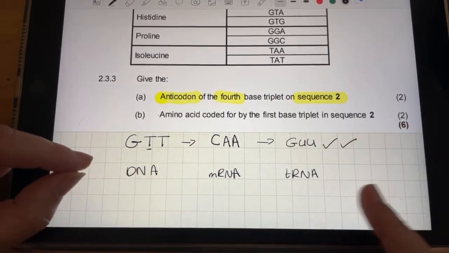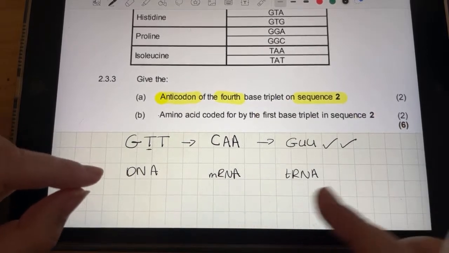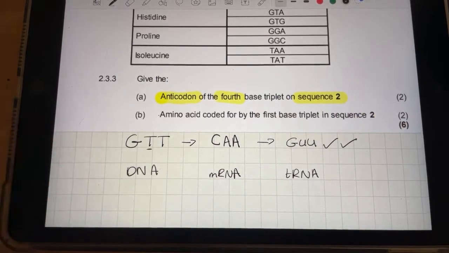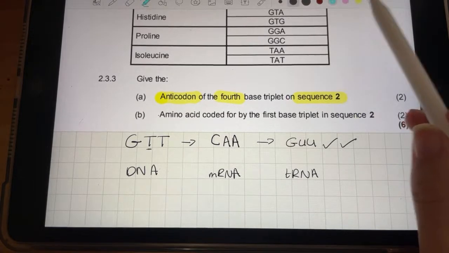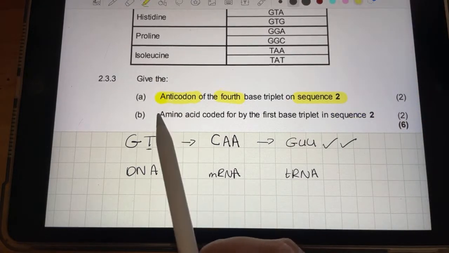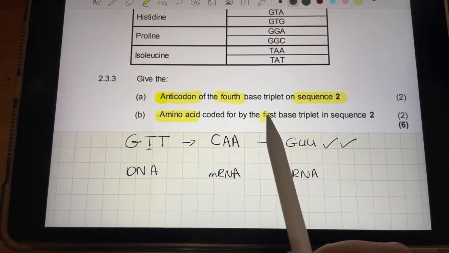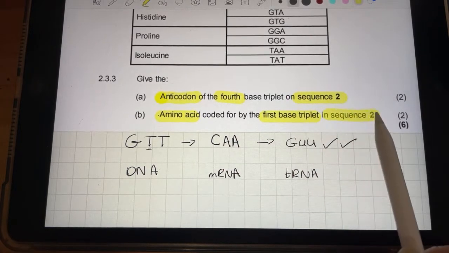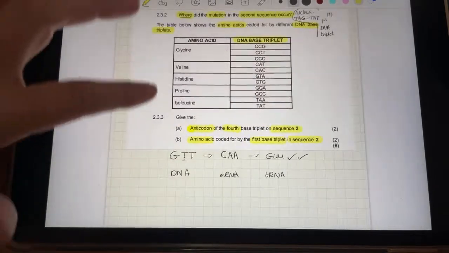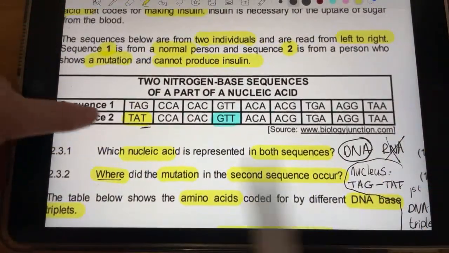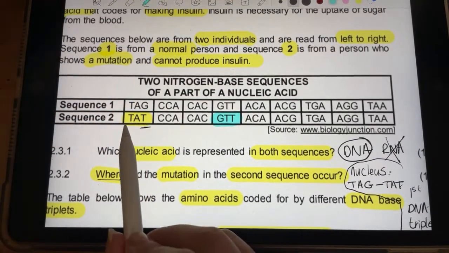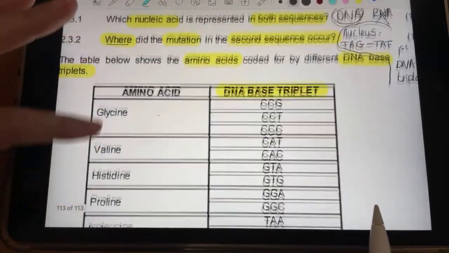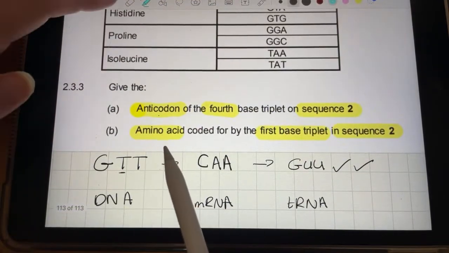And yes, it's taking me a little bit longer because I'm saying it out loud to you, but look how quickly you can scribble this down in pencil on the exam paper and get the right answer and not sacrifice easy marks. Next question says, give the amino acid coded for by the first base triplet in sequence 2. So now we're going to go back up and it says the first base triplet, which is this one. So that's TAT, right? So we'll go back down here and it says amino acid for TAT.